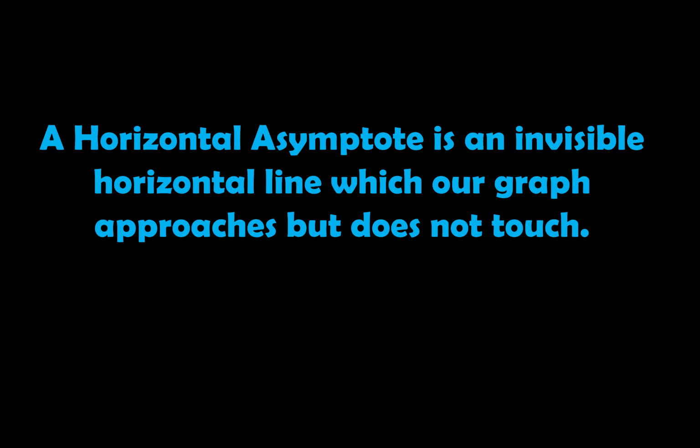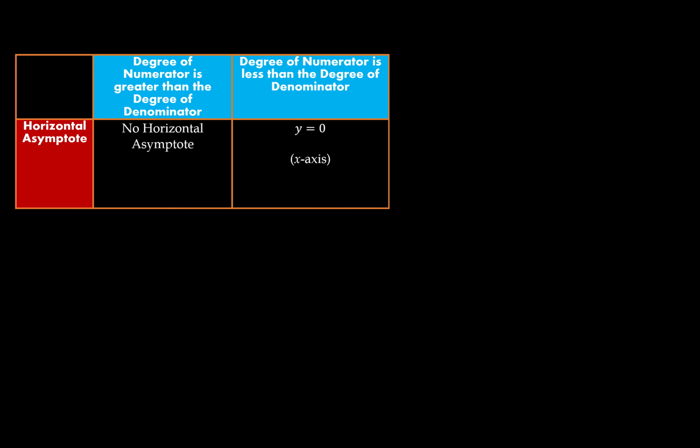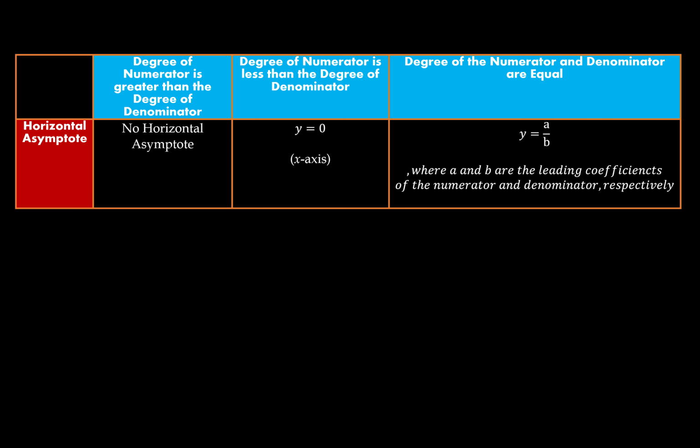A horizontal asymptote is an invisible horizontal line that creates a boundary which the graph of our function approaches but does not touch. It is usually expressed as y equals something. And when we try to identify the horizontal asymptote of a rational function, one of three things will occur. Either the degree of the numerator is greater than the degree of the denominator, or the degree of the numerator is less than the degree of the denominator, or the degree of the numerator and denominator are the same.